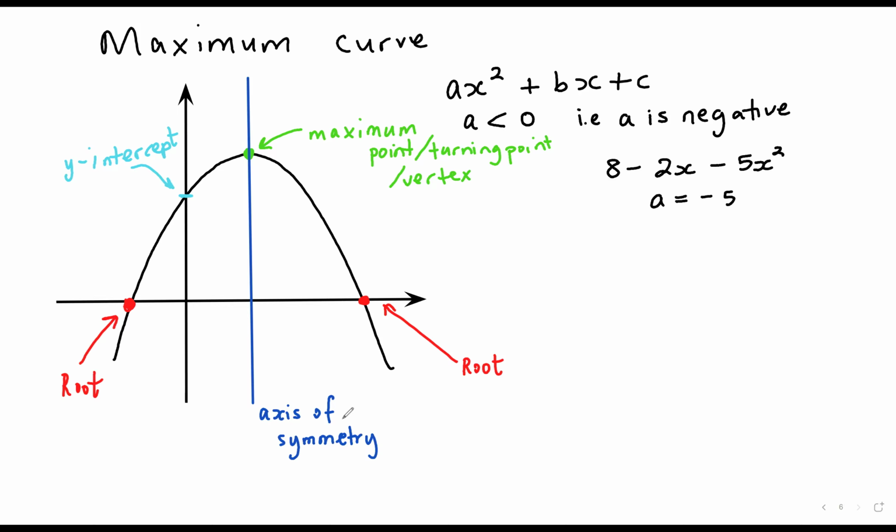Cool. And then your maximum value will be your y-coordinate of the maximum point. So this is what you would expect of a maximum curve. Like this quadratic here, 8 minus 2x minus 5x squared, you would expect this curve to look something like this, to have this general shape.